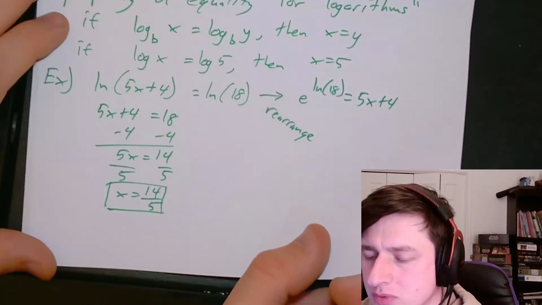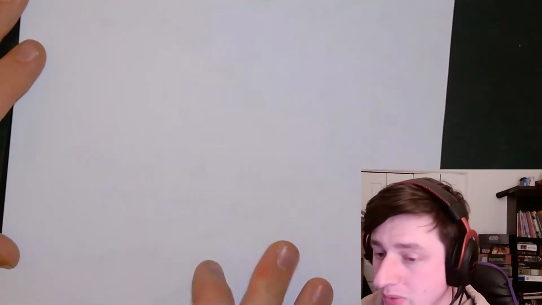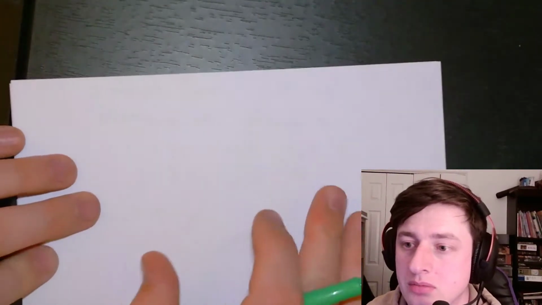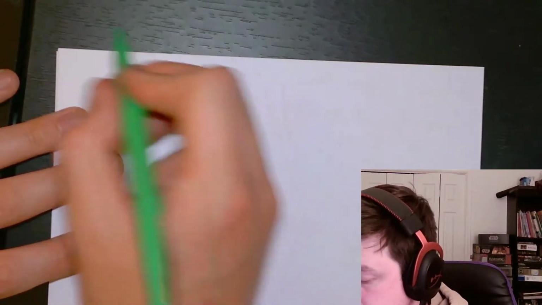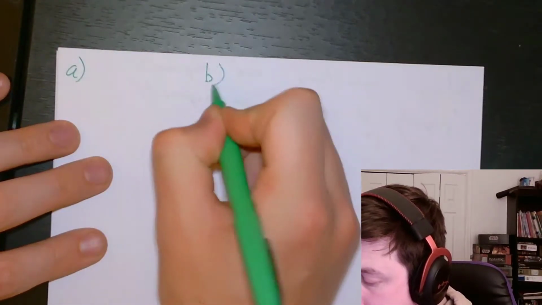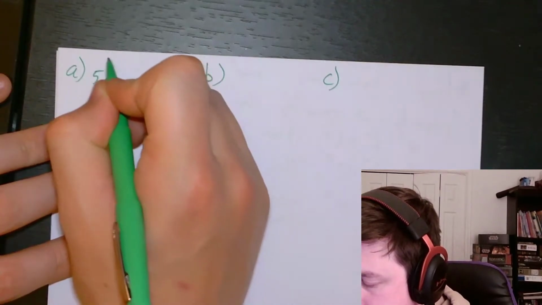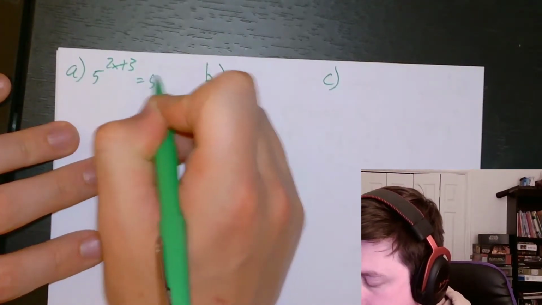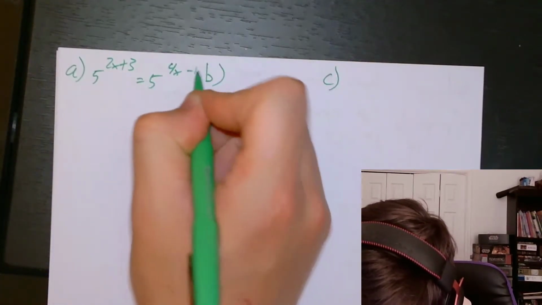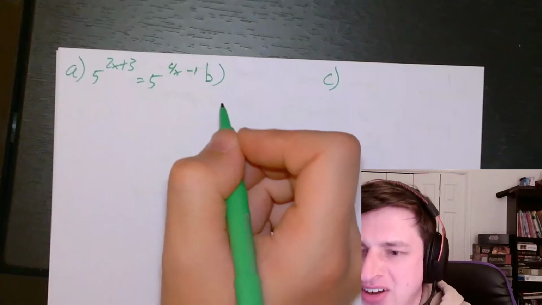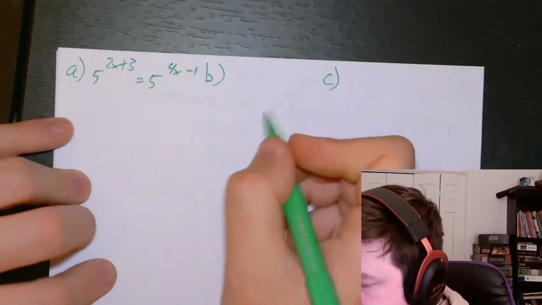Okay. So what I'm going to do now is give you 3 problems, and then I want you to pause the video and work on them, and then check your work with what I work through after you've finished. So A, B, C. Do 5 to the 2x plus 3 equals 5 to the 4x minus 1.